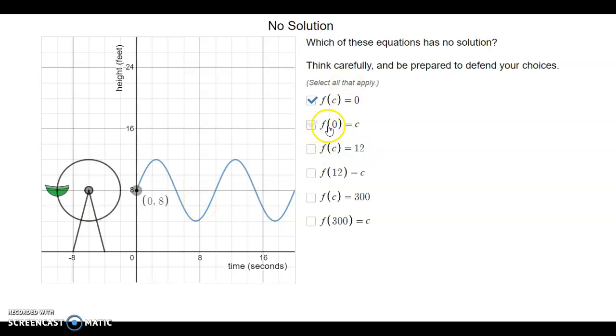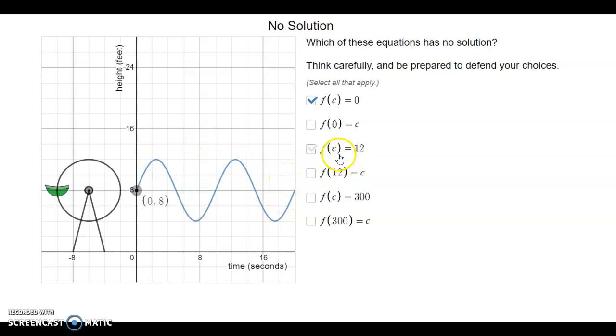Now, at 0 seconds, can I have one answer? Absolutely. Look, we're at 0 seconds, which would be where this 0 is for x, and I'm at a height of 8. So yeah, this C would actually be 8. So that is a solution to our problem.